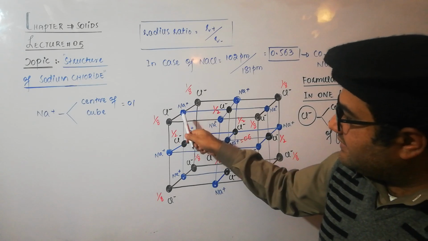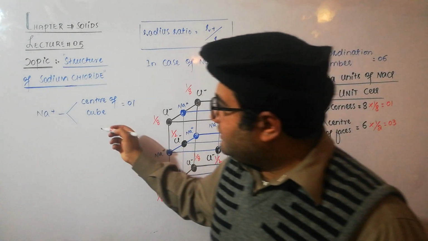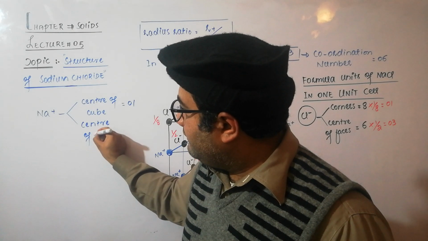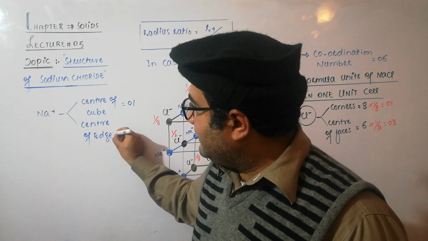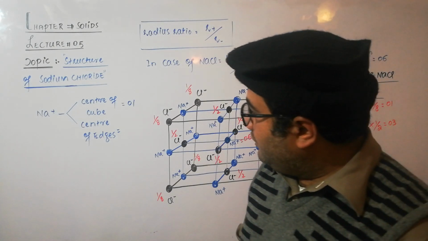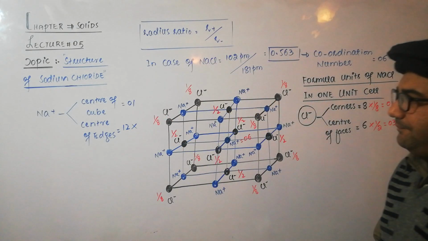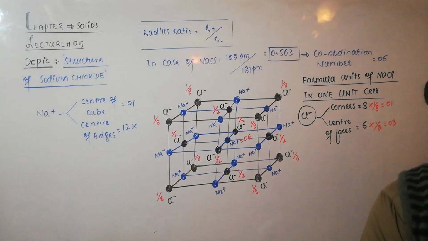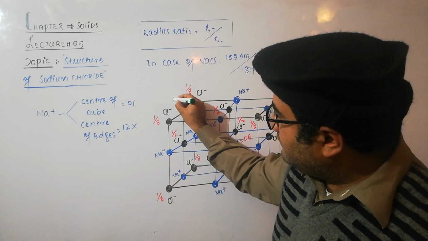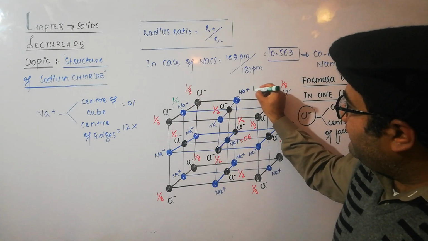And secondly, look at this sodium and this one. They are present at the center of the edges. So the second location is the center of edges. Now how many edges does a cube have? A cube has a total of 12 edges. Multiplied by, now the sodium which is present at the center of one edge is shared between how many cubes? One sodium is shared between 4 cubes. So with every sodium write 1 by 4.